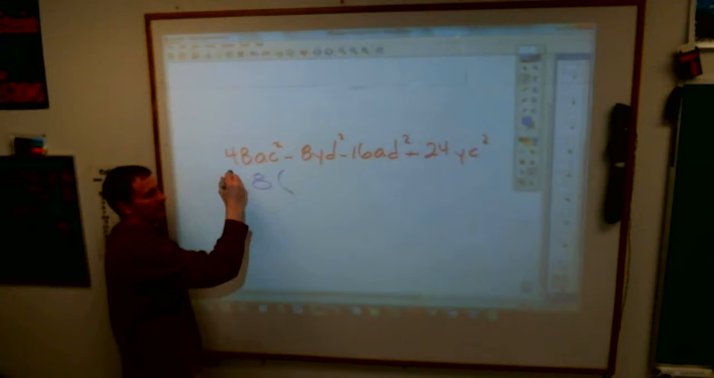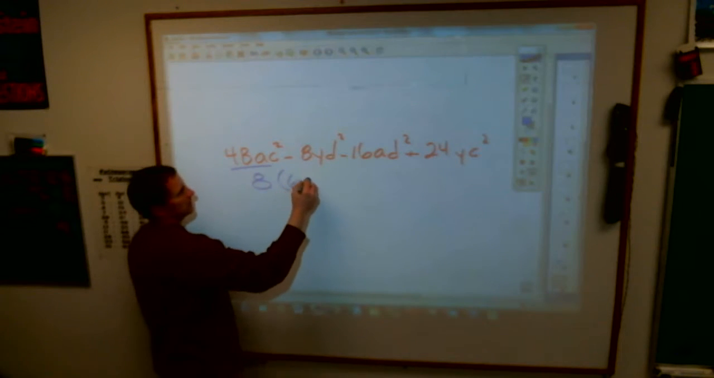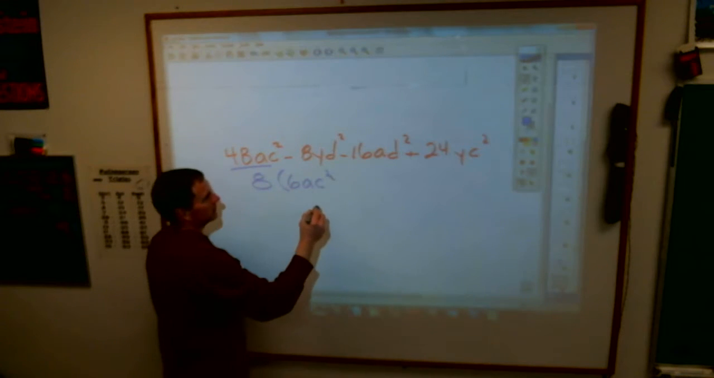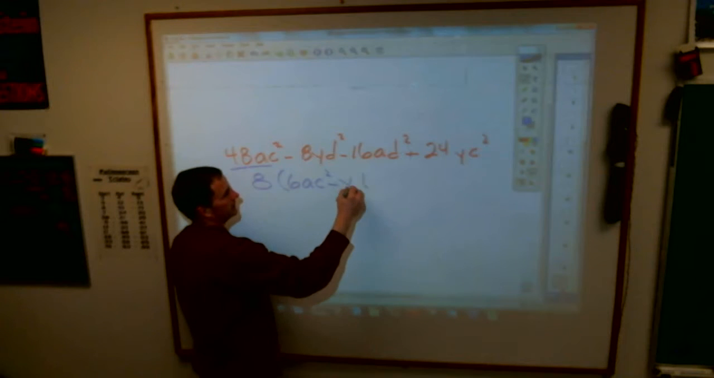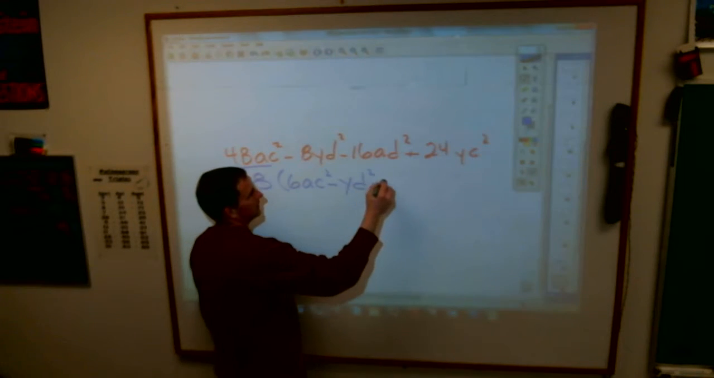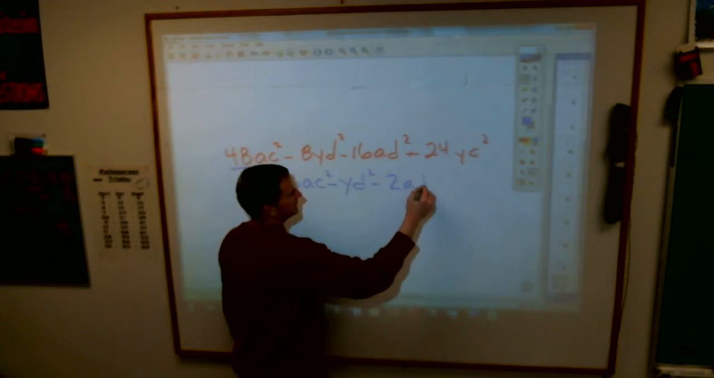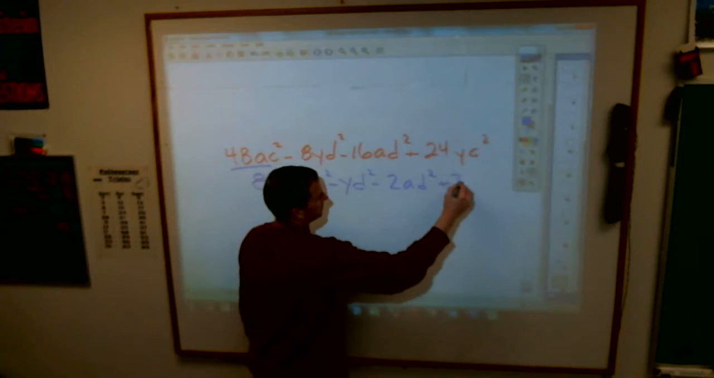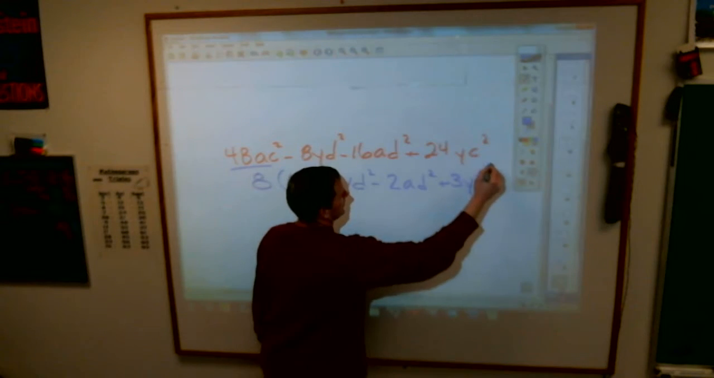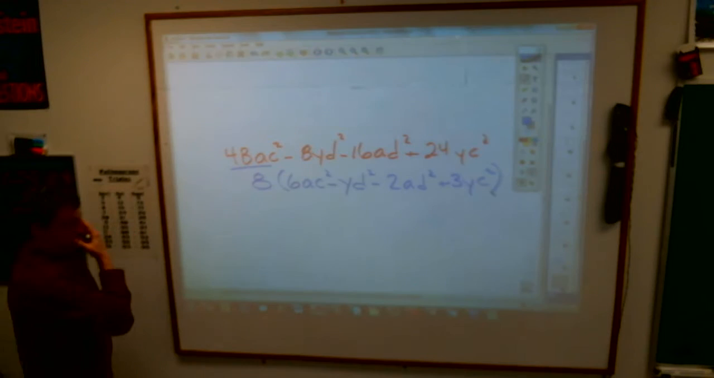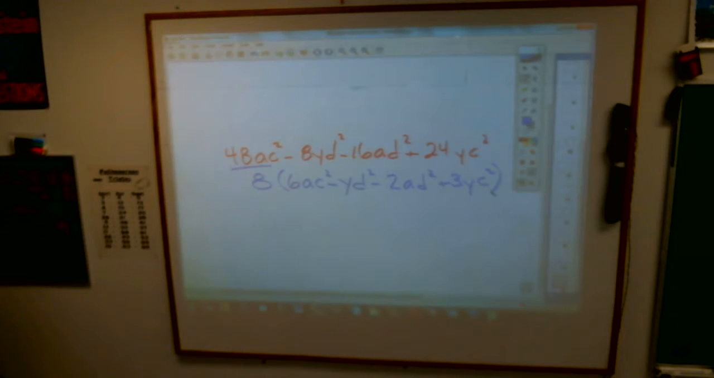So when you do that, you're left with 6ac squared minus yd squared minus 2ad squared plus 3yc squared. And that 8 has to stay on the outside. In your answer, there will be an 8 sitting out there because we're factoring this.